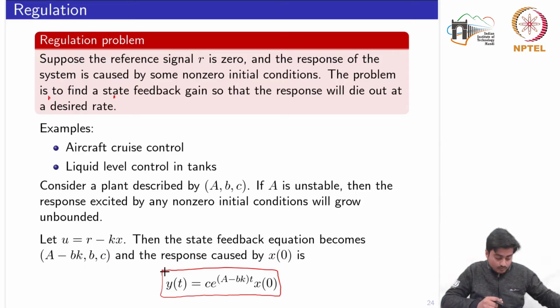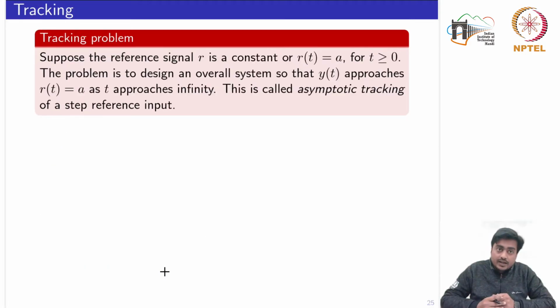The more involved problem is the tracking problem, where suppose the reference signal R of t is a constant, let's say of magnitude A for t greater than or equal to 0. The problem is to design an overall system, that is the closed loop system, so that the response y of t approaches this reference signal A as t approaches infinity. So this is called the asymptotic tracking of a step reference input.